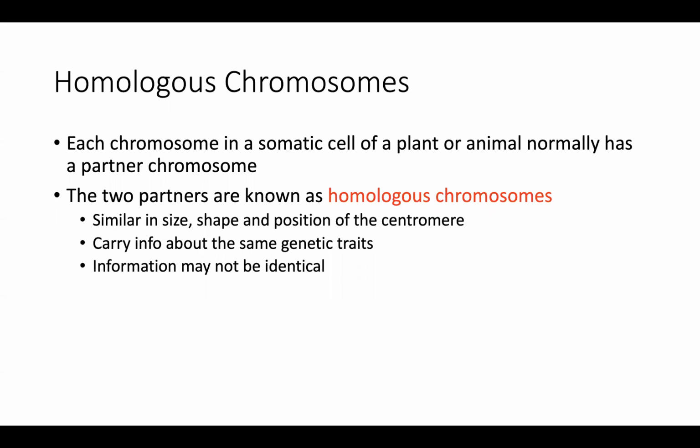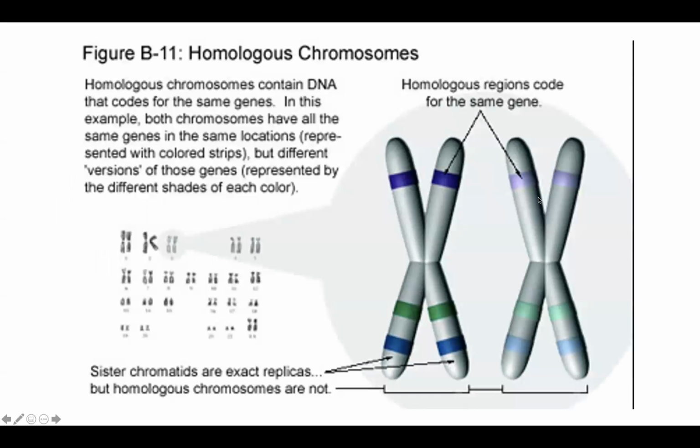These homologous chromosomes carry information about the same genetic traits. The genes in our chromosomes code for physical traits about us. The information may not necessarily be identical, but it will be for the same genetic traits. This is what the chromosome structure looks like here. Homologous chromosomes contain DNA that codes for the same genes. Homologous regions code for the same gene, although the information may not be identical.